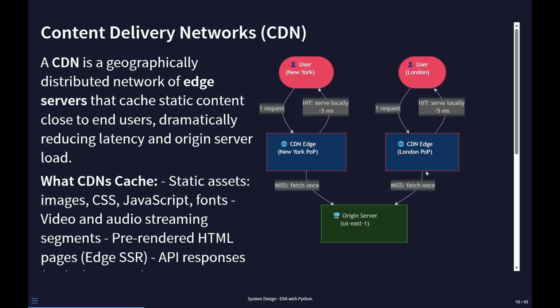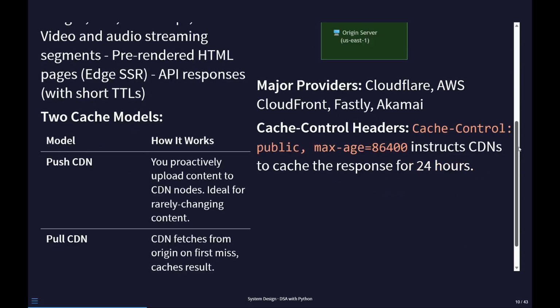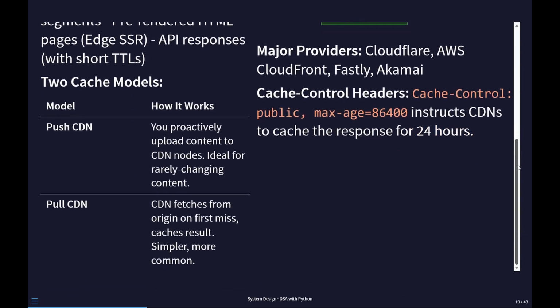You control CDN caching behavior with the Cache-Control header on your origin responses. For example, Cache-Control: public, max-age=86400 tells CDN nodes to cache this resource for 24 hours. The big players are Cloudflare, AWS CloudFront, Fastly, and Akamai.